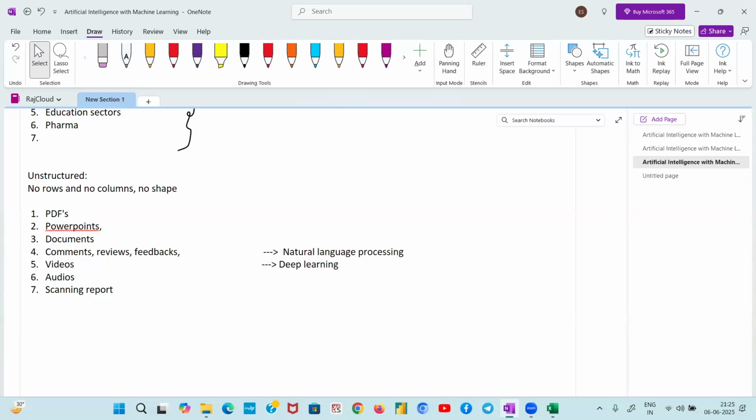Now you are not aware exactly what NLP and deep learning are, but what these techniques actually do is help us convert unstructured data to structured data. Note this point, guys: unstructured to structured.